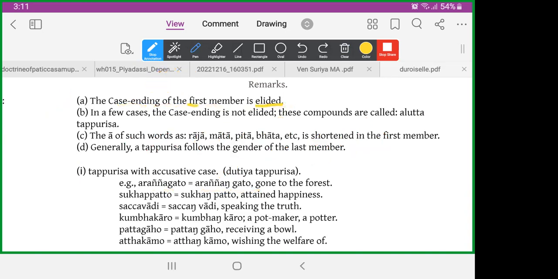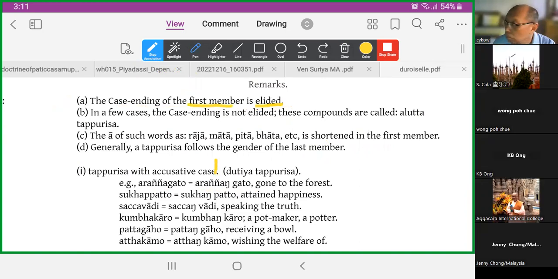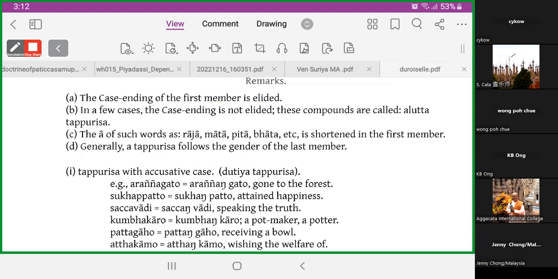All right, the first member. So this is the first member and this is the last member. There are two members here. The first member is Aranyam and then Gato is the second one. So the first member's case ending, which is the M dot, the Niggahita, is deleted. So it becomes Aranya Gato. Okay, clear? Okay, any question? Okay, so we look at the other example also. So let me make it bigger.